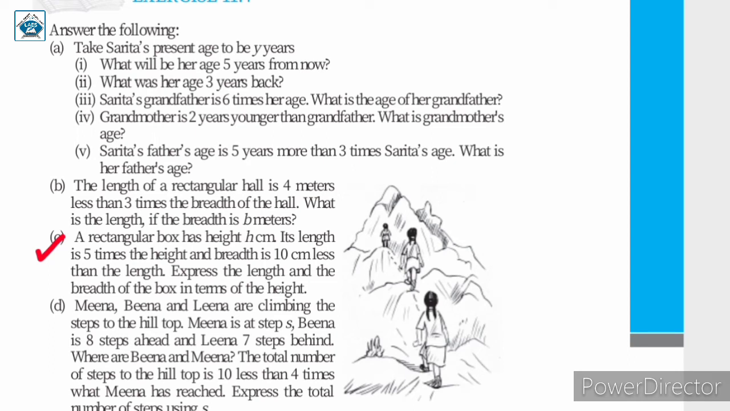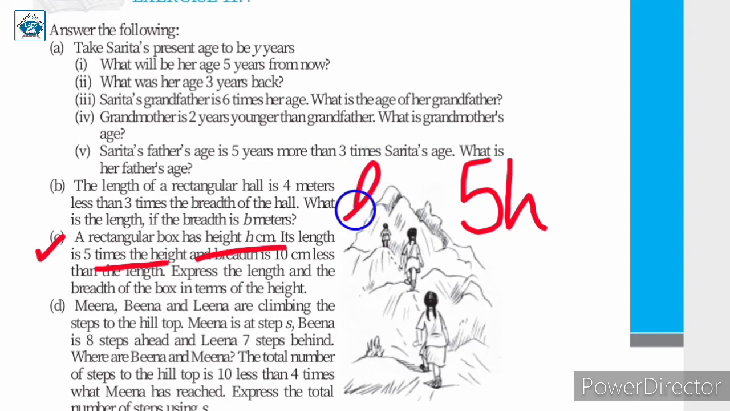Next, a rectangular box has height h centimeter. Its length is 5 times the height and breadth is 10 centimeter less than the length. Express the length and the breadth of the box in terms of the height. Here we are given that a rectangular box has height h centimeter. So we need to use h to represent the height. Next we are given that its length is 5 times the height. 5 times, that is 5h. 5 times h means 5h. What is this? This is the length. So length is equal to 5h.